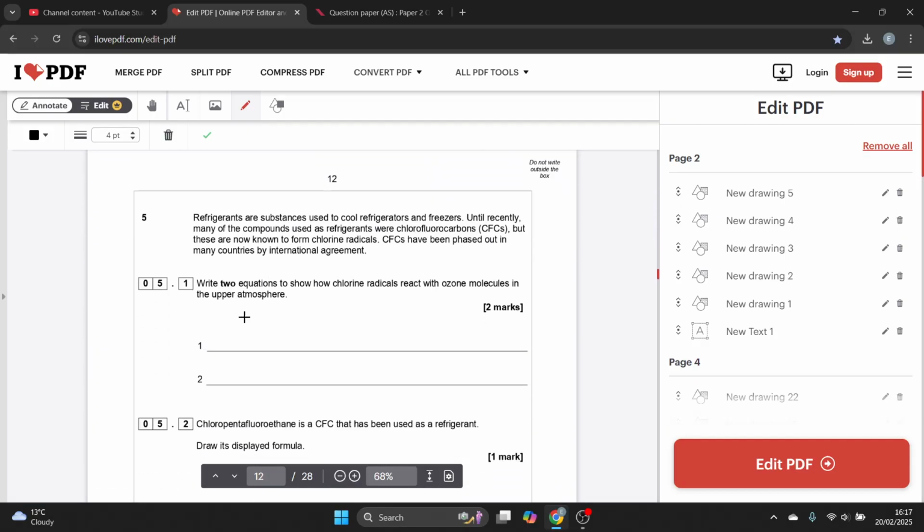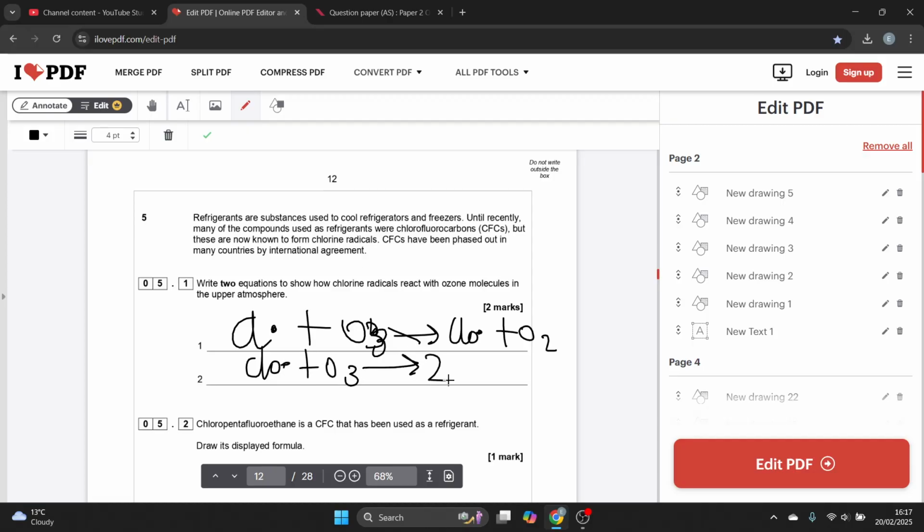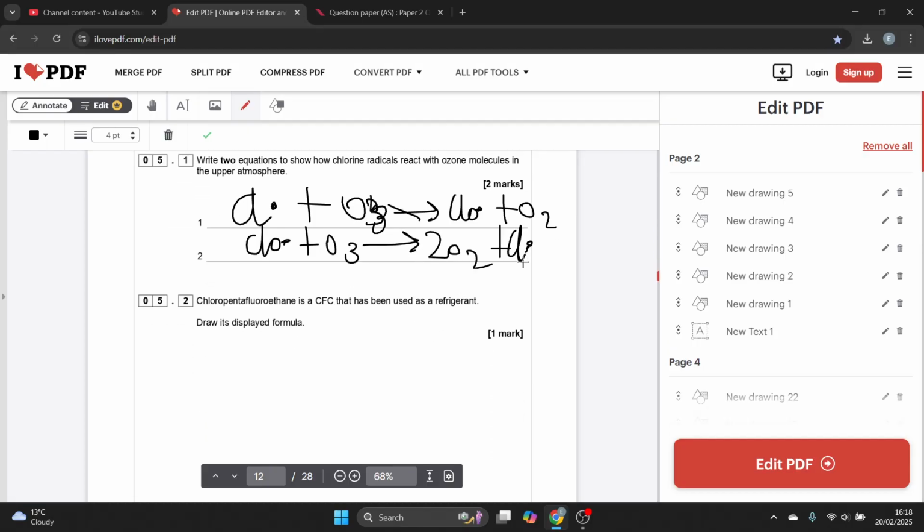Question 5. Write two equations to show how chlorine radicals react with ozone in the upper atmosphere. Cl dot plus O3 to ClO dot plus O2. And then ClO dot plus O3 to 2O2 plus Cl dot.